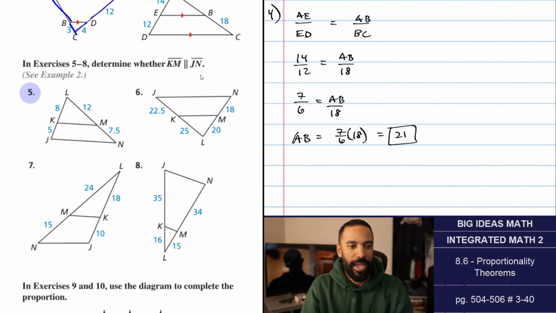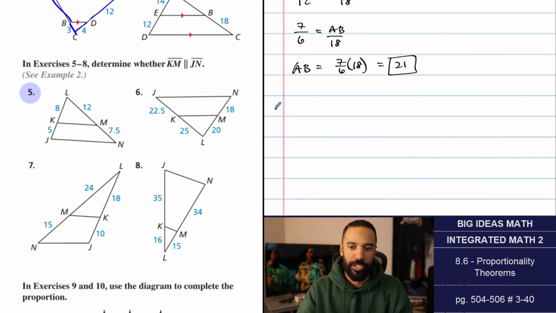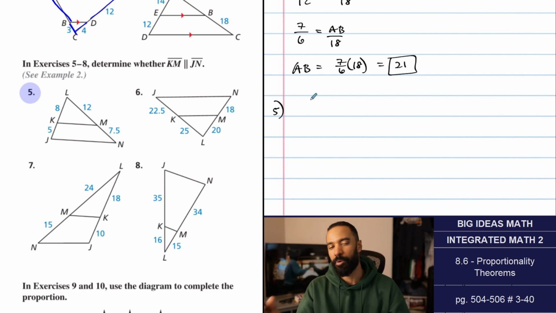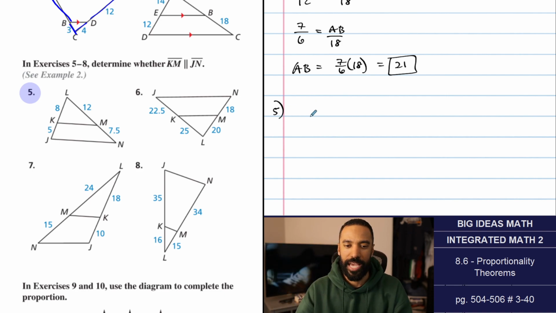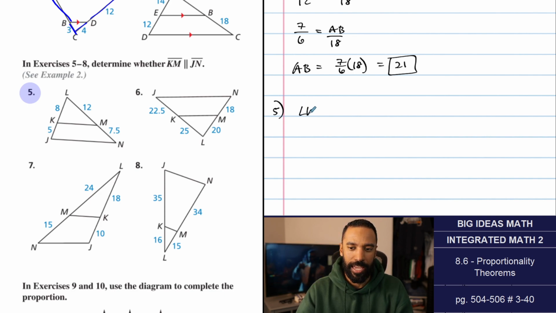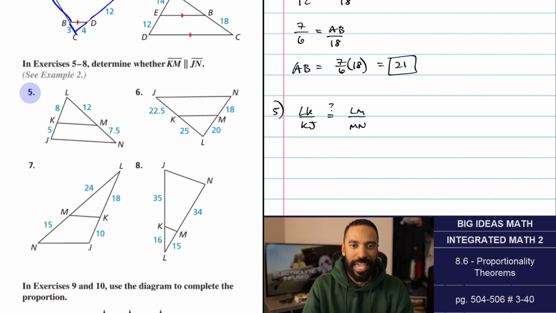All right, numbers 5 through 8. We're going to determine whether the lines are parallel. Now, the lines are only parallel if you have that same proportionality. This is the converse of the triangle proportionality theorem. So we want to test something like, for example, does LK over KJ equal, in question, LM over MN? So if this over this equals this over this, then that's true.